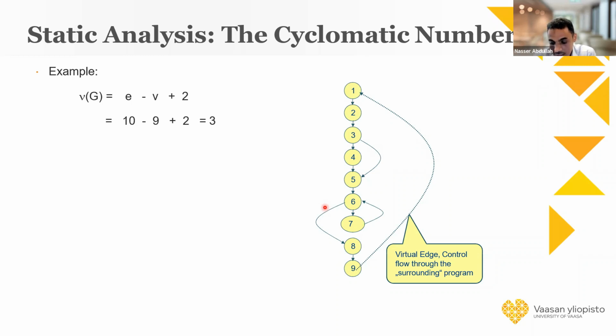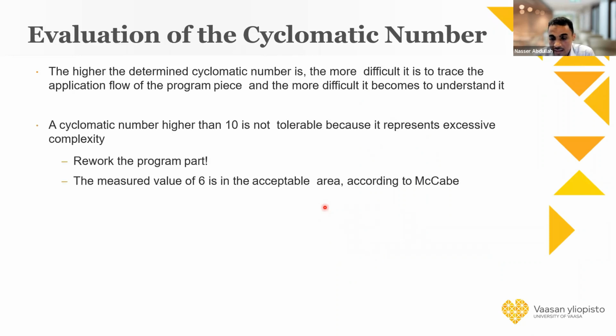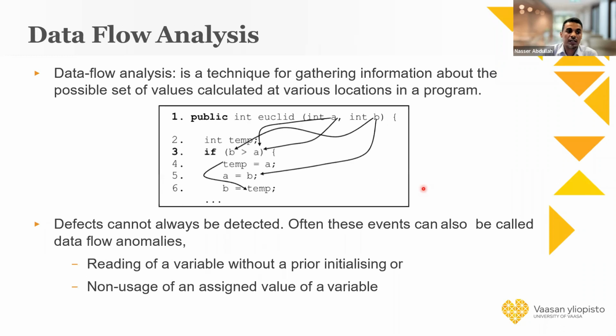As they mention here, if the number is higher than 10, that means your application is complicated, so we have to rework the complicated part. If it is 6 or less than 6, it is acceptable, according to this metric. This is another metric. So this is the cyclomatic complexity, and how we can calculate the cyclomatic complexity.